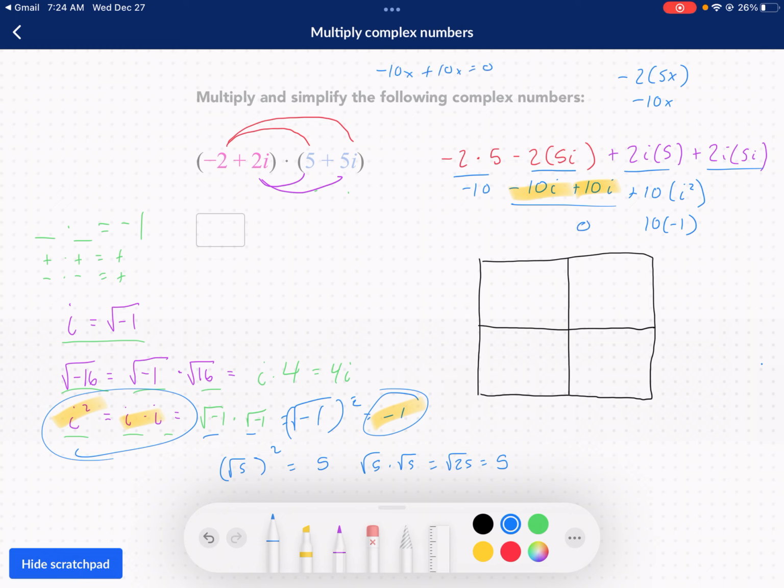So that becomes 0, and then I have -10 still out in front. So now I have -10 plus 0 plus 10 times -1. Well, that's equal to -10 plus a -10, so -20 is going to be my answer.